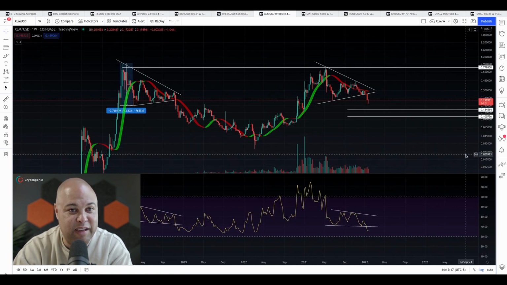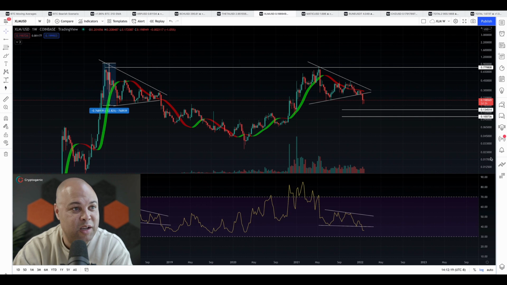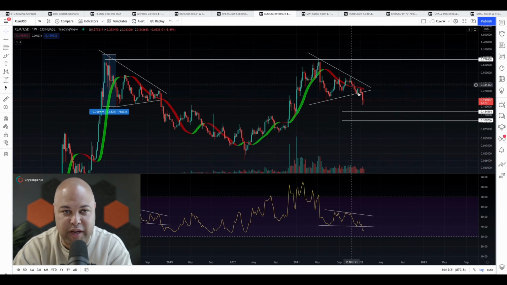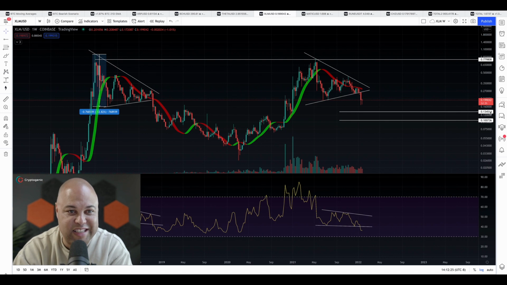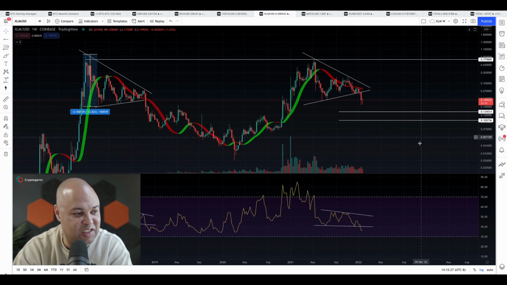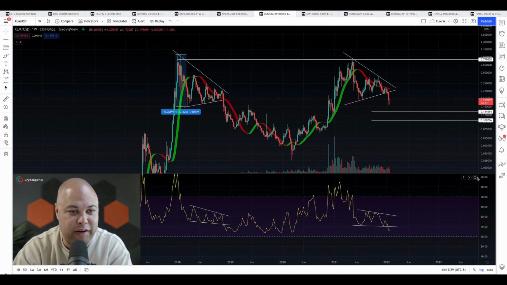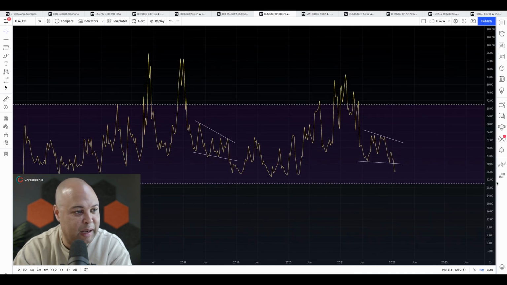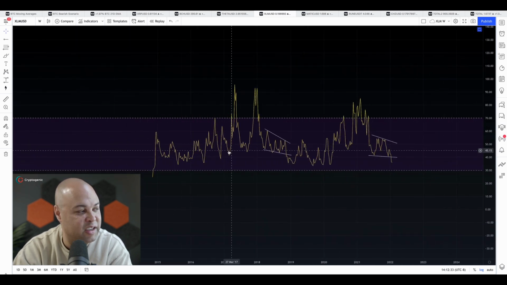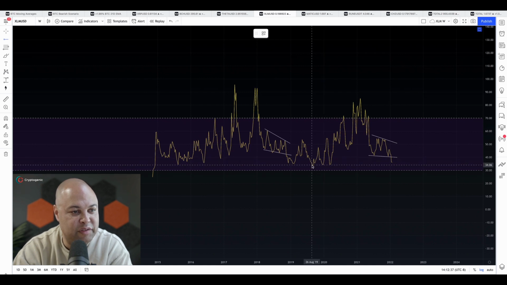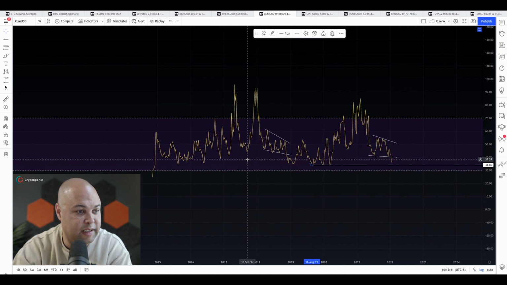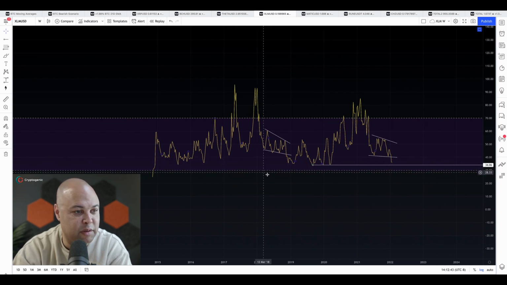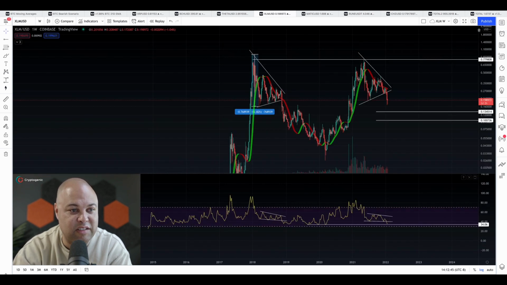Haven't looked at the XLM chart for a moment, but we also have broken down bearish out of a symmetric triangle. I see the lines of support at 13 cents and 10 cents. We've also broken down bearish in the RSI, of course, just like basically everything has. And so what we can see is that the basic line of support is about there. And that's about where the support is in the RSI.